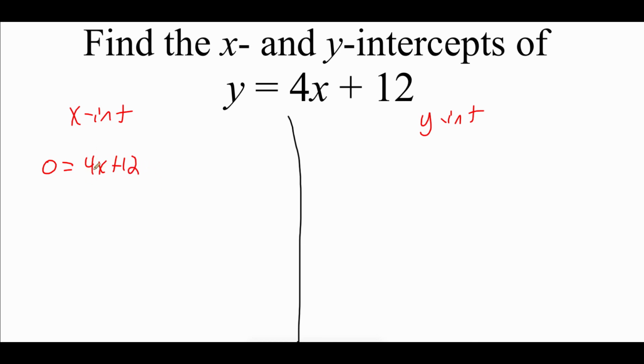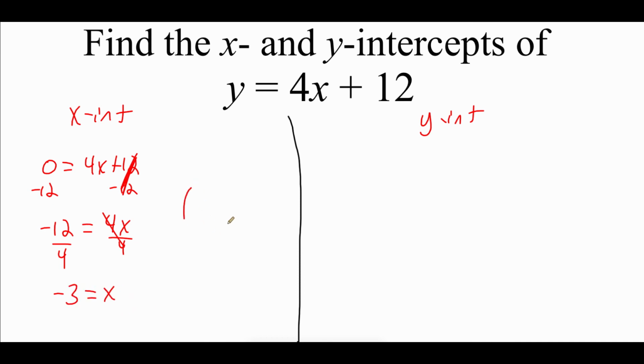Now I want to solve to get this x alone. So I see this plus 12 happening over here on the right-hand side. I'm going to subtract 12 from both sides. So that 12 on the right-hand side cancels out. On the left-hand side, 0 minus 12 is negative 12. And now on the right-hand side, all we have left over is that 4x. I want to get rid of the 4 that's attached to the x, so I'm going to divide both sides by 4. When I take negative 12 and divide by 4, we get negative 3 as our x value.